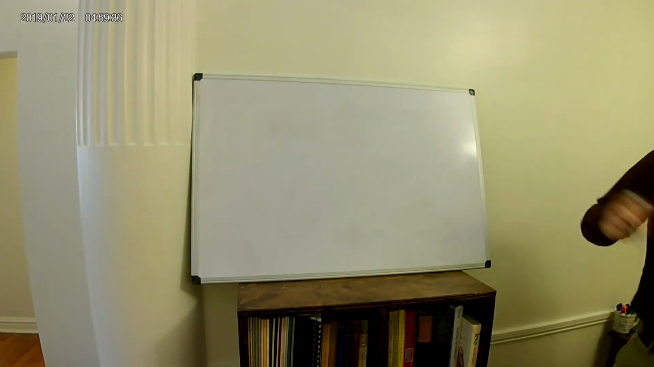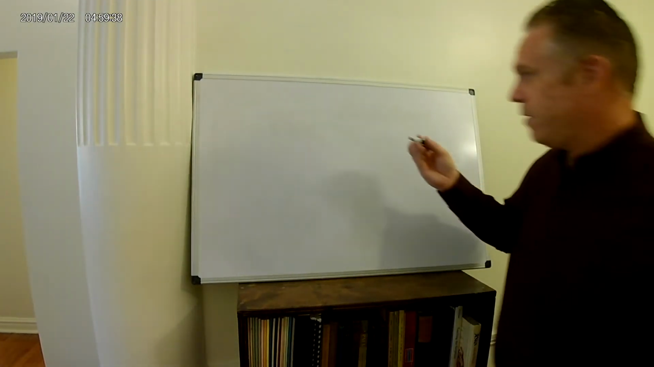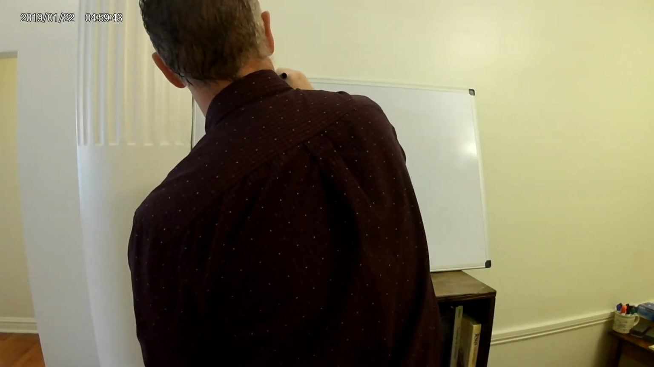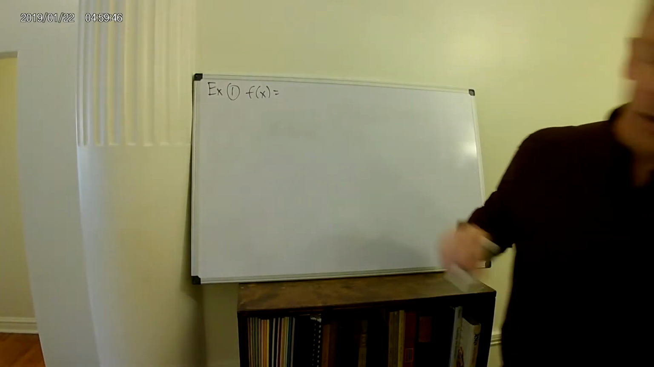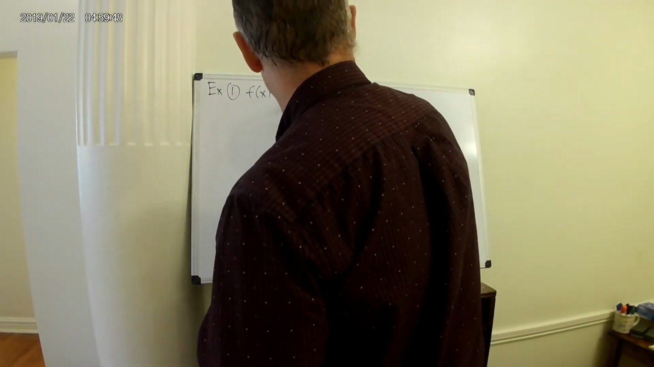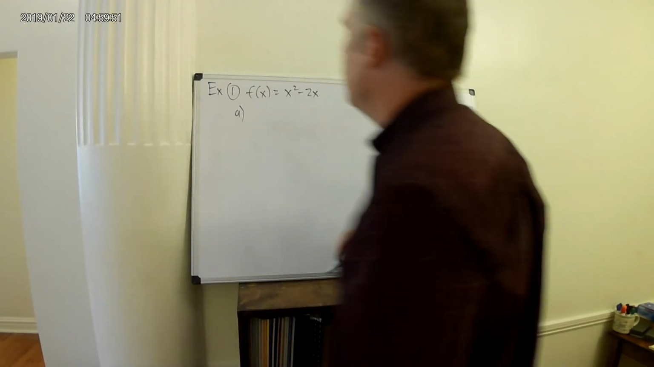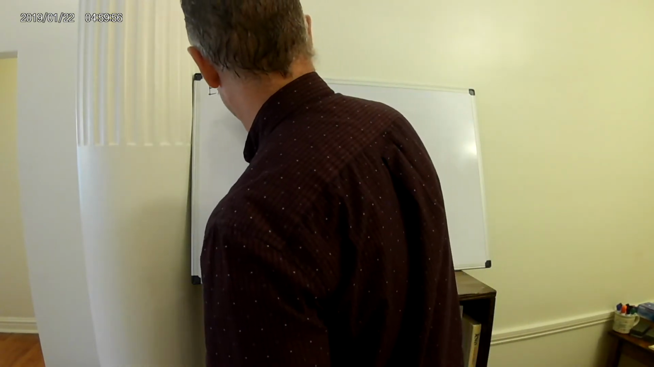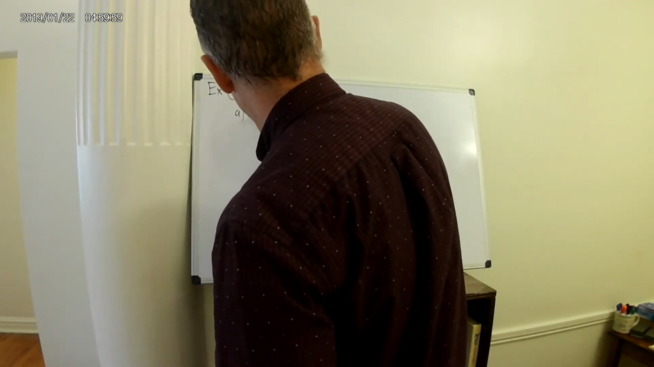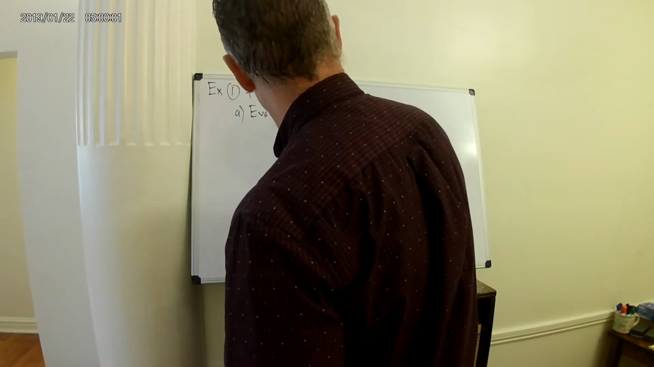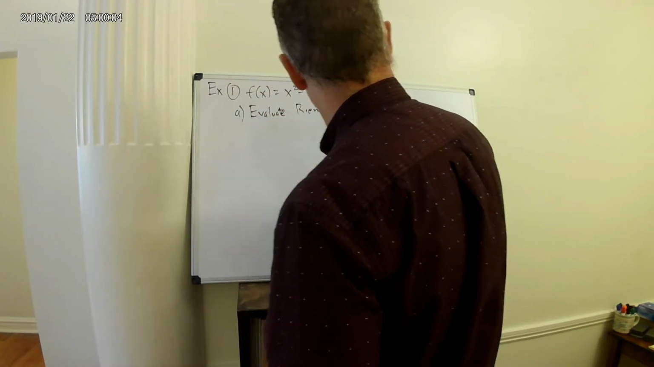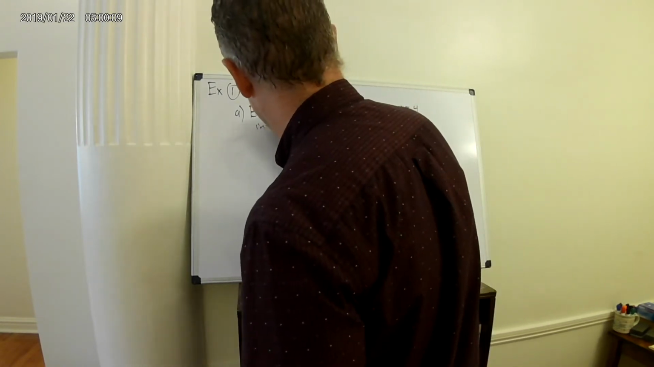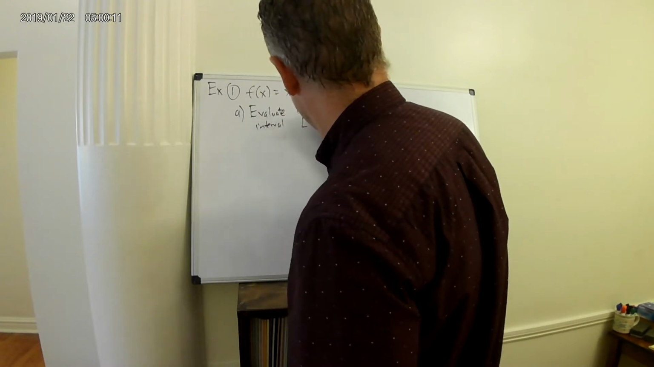And the example problem is this. Suppose we have some function f of x, and it's equal to x squared minus 2x. Okay, and in part A, what we want to do is find the area under the curve. So we want to evaluate the Riemann sum with n equals 4 over the interval of 0 to 2.